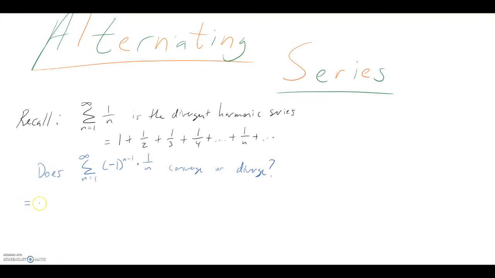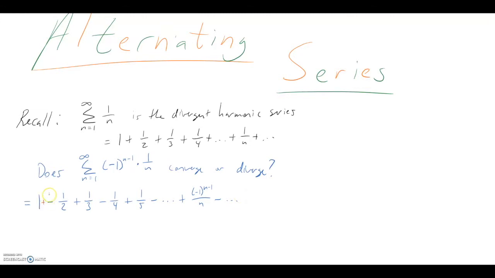And so the big difference in this series is that -1 raised to a power that is not n itself, that differs by 1, will cause all the even terms to be negative. So we'll get 1 minus 1/2 plus 1/3 minus 1/4 plus 1/5, and so on, alternating the signs in between each term. And this is what's known as an alternating series.